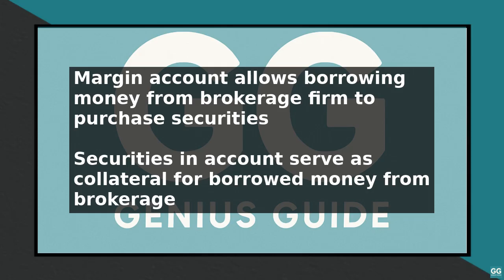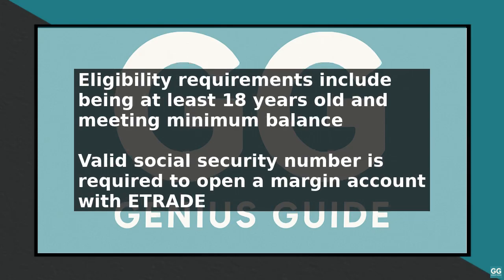Once your account is approved, you can begin to use margin to purchase securities, such as stocks, options, and mutual funds. When you use margin, you are essentially borrowing money from E*TRADE to purchase securities, and the interest rate on this loan is determined by the brokerage firm. The interest rate can vary depending on the current market conditions and your account balance.